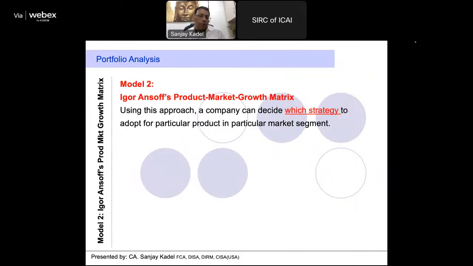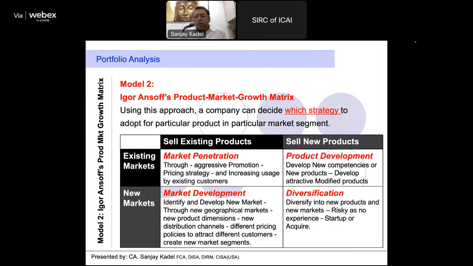Then you have model number 2, which is called as Igor Ansoff product market growth matrix. Now, using this approach, a company can decide which strategy to adopt for which segment. So here you can see either you are selling your products in an existing market or a new market. What is the meaning of existing market or new market? Market means where you have ready buyers and sellers, or basically markets means where buyers and sellers meet. Existing market means you have ready customers to buy such products, or such products are being sold by other sellers. New markets means products are not being sold in such market, so there may not be ready buyers. So there is a situation of either existing market or new market.